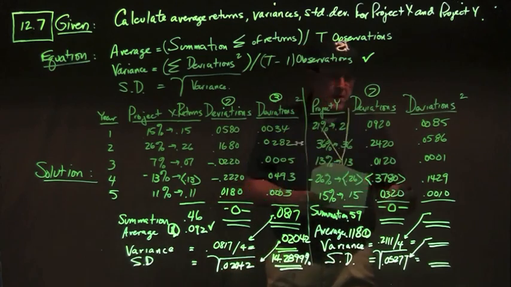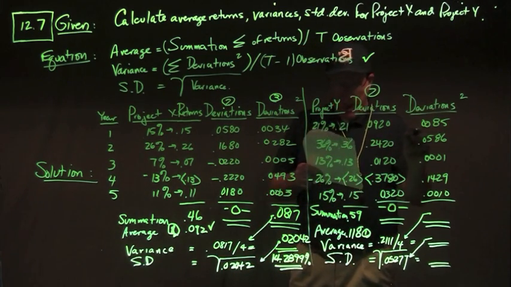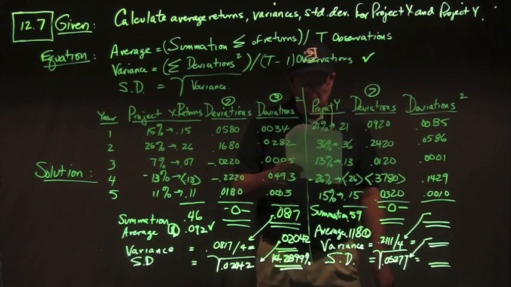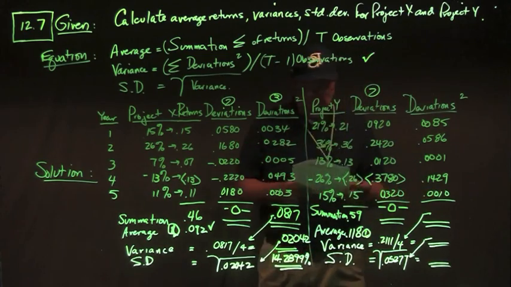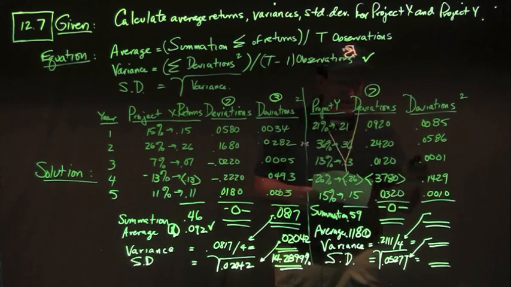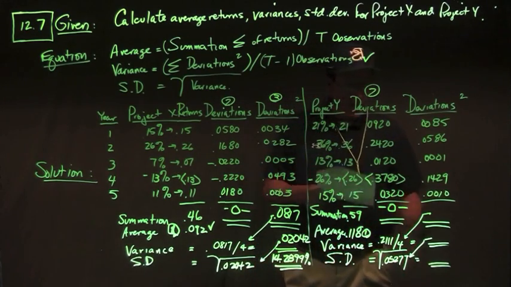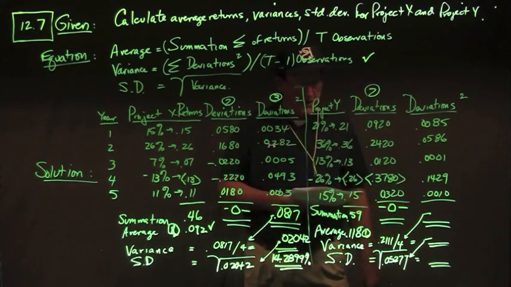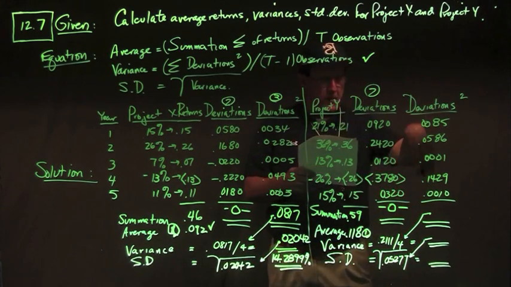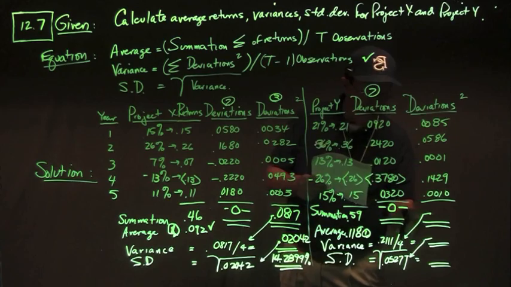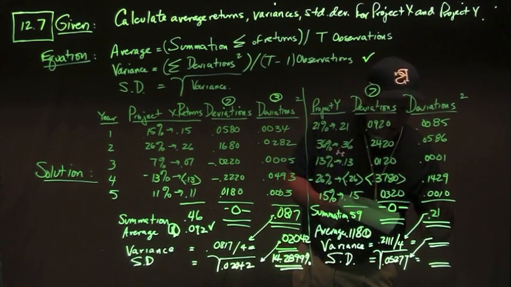Then I square them up and add them up. So 0.0920 squared is 0.0085. 0.2420 squared is equal to 0.0586. 0.0120 squared is equal to 0.0001. Negative 0.3780 squared is 0.1429, and 0.0320 squared is 0.0010. I square them up and sum them up. I get a summation of the square deviations of 0.2111.